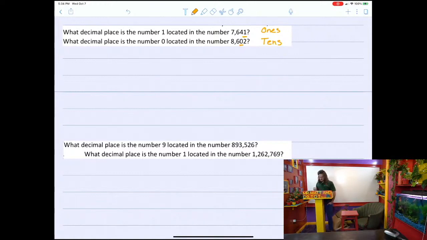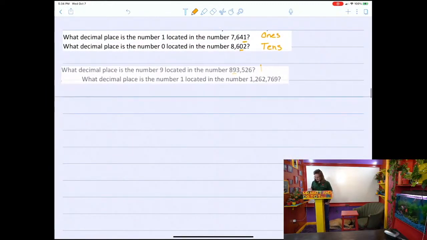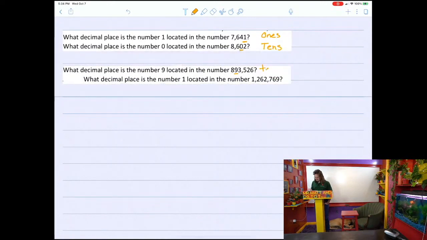The third question, what decimal place is the 9 located in the number 893,526? So that's going to be located in the 10,000s. Let me move this guy up here. And then lastly, we're looking for the number 1 located in the number 1,262,769. So that's in the millions.